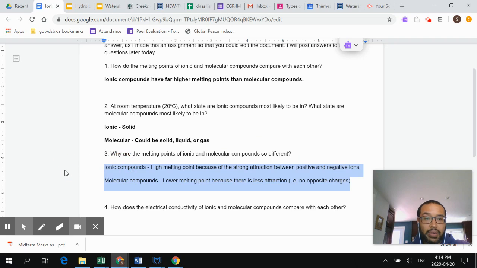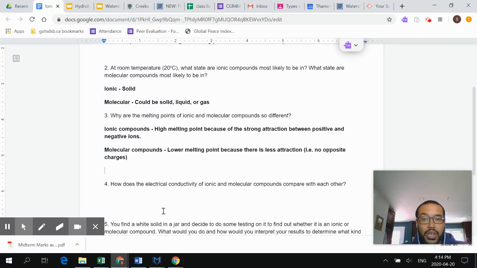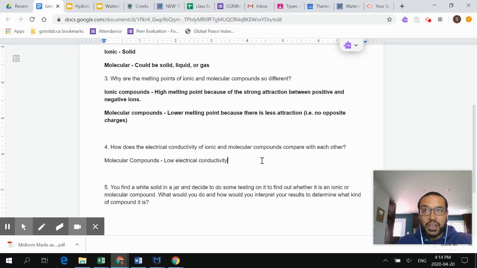Electrical conductivity. So we're looking at, again, of course, differences in ionic versus molecular compounds. How does electrical conductivity of ionic and molecular compounds compare with each other? So molecular compounds, let's start there. Molecular compounds have low electrical conductivity. And conductivity just refers to the ease with which electrons will flow through them, the ease with which electricity will flow through them. So molecular compounds, not so much.